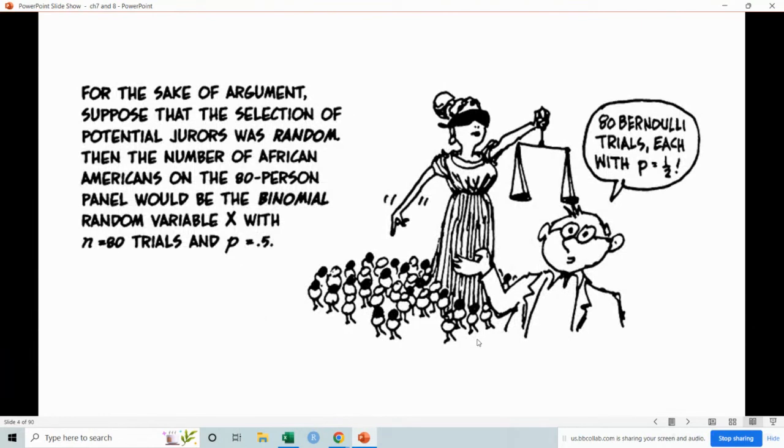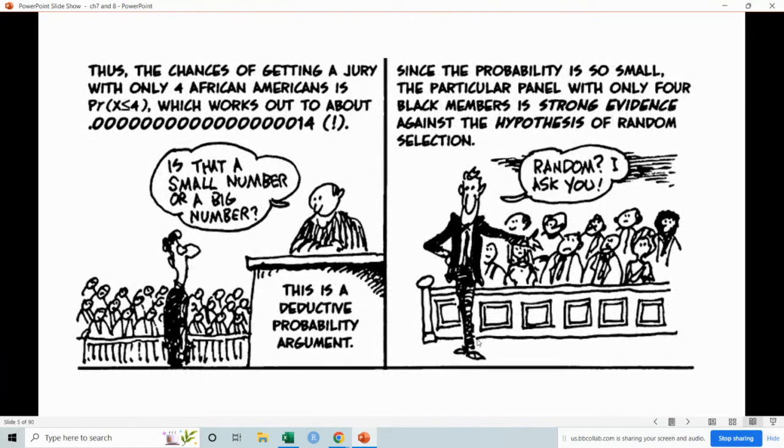For the sake of argument, suppose that the selection of potential jurors was random, then the number of African Americans on the 80-person panel would be the binomial random variable X with n, or sample size, equals 80 trials, and proportion p equals 0.5, or 50%. So 80 Bernoulli trials, each with a proportion of half. Thus, the chance of getting a jury with only 4 African Americans is the probability of X less than or equal to 4, which works out to be about 0.0000000014. Is that a small number or a big number?